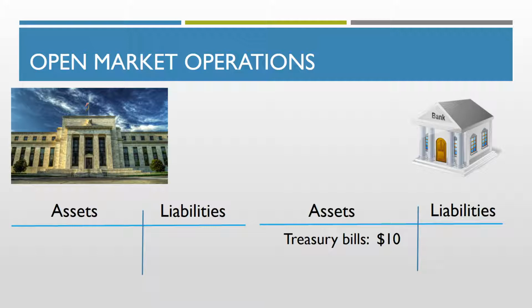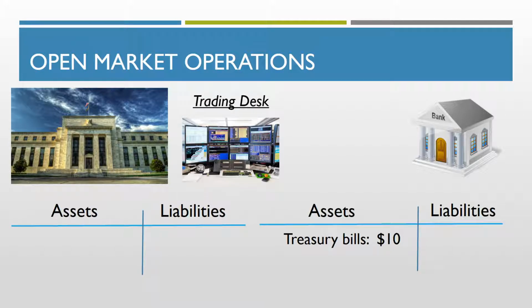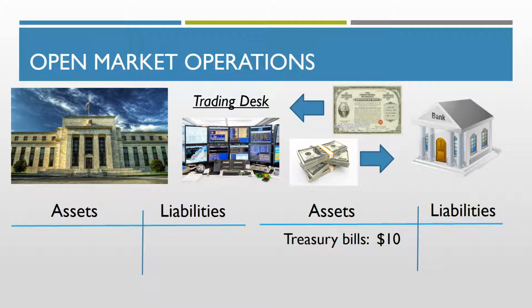So what they do is they will call up this office in the Federal Reserve System called the trading desk. And this trading desk will actually contact the commercial banks in the United States. They will inject the money into the bank system. In exchange, they are going to get treasury bills or treasury bond certificates from the bank system.